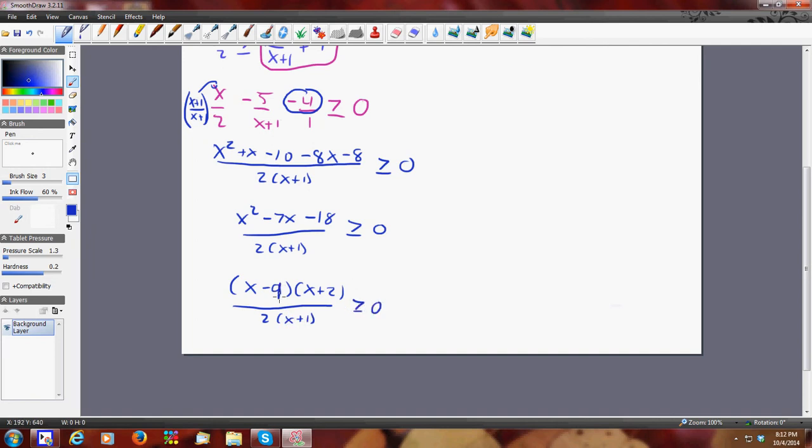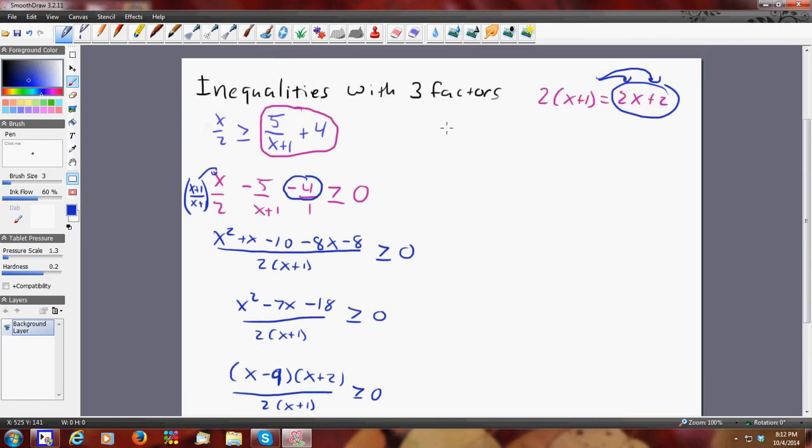Now, what I want you to realize is it's an inequality. We're trying to find all the possible solutions. And so, by using a little bit of intuition, you can say, well, really all I care about are the signs that will happen here. So if I set each one of these equal to 0, I'm going to say x minus 9 equals 0. I get x equals 9. x plus 2 equals 0. I get x equals negative 2. And 2 times x plus 1 equals 0. Divide by 2, and then subtract 1. I get x equals negative 1.